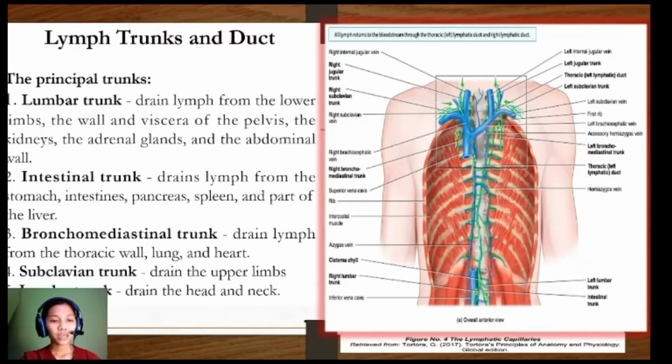And the last one is the jugular trunk. It drains the head and neck. It is formed by vessels that emerge from the superior deep cervical lymph nodes and unite with efferents of the inferior deep cervical lymph nodes. On the right side, this trunk ends in the junction of the internal jugular and subclavian veins, called the venous angle. On the left side, it joins the thoracic duct.